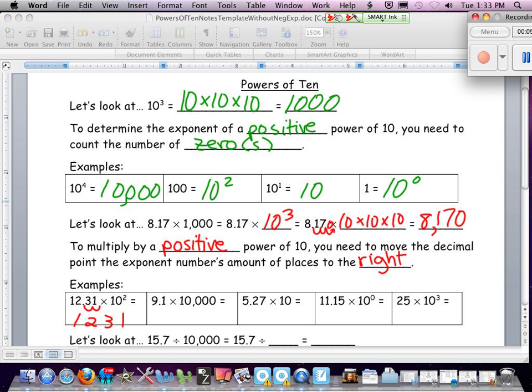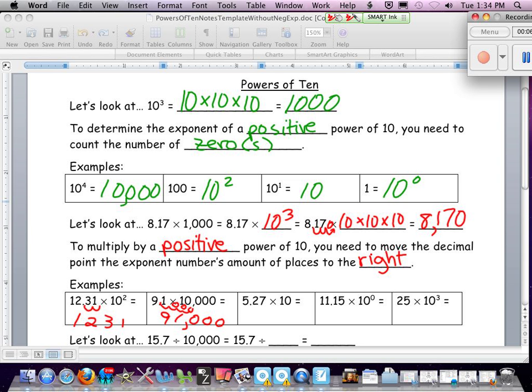For the next one, 9.1 times 10,000. How many zeros are in 10,000? 4 zeros are in 10,000, right? 1, 2, 3, 4. That means I take my decimal and I move it 4 places over. I need 3 placekeeper zeros. So the first move to the right gets me past the 1, but then I still need 1, 2, 3 more after that. So I end up with 91000, which I put my comma in between the 1 and the 0 to make it 91,000.